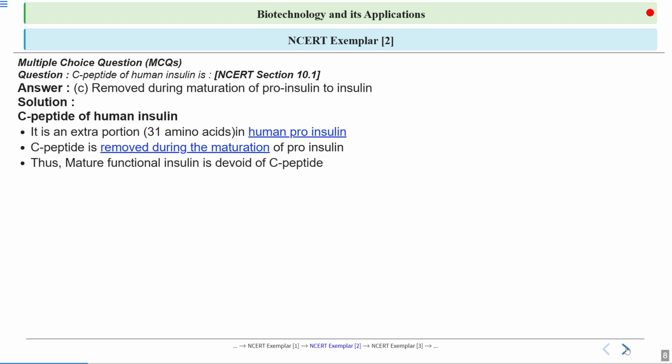Then this mature functional insulin is what? It is devoid of C peptide.